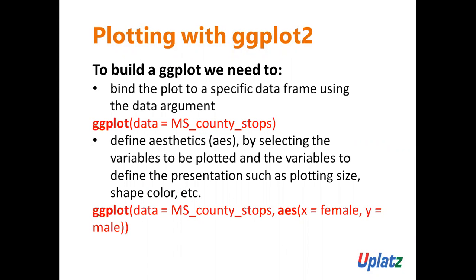So see here, what is the syntax? If you remember, what is the syntax of ggplot? Ggplot, inside that, the first thing is data is equal to what is the data you want to use. So in our case, we want to use the data of ms_conti_stops. Got it? So hence, with the help of ggplot, inside that data is equal to this one, ms_conti_stops.